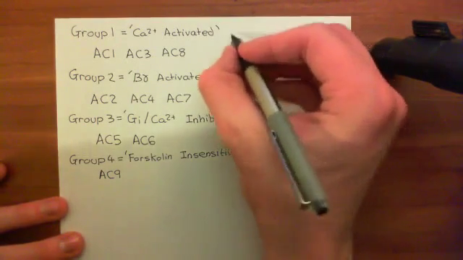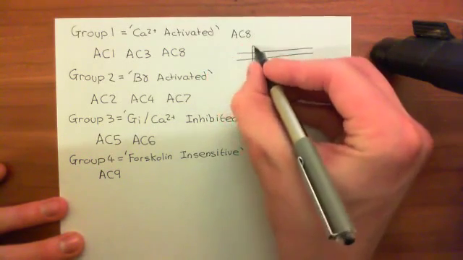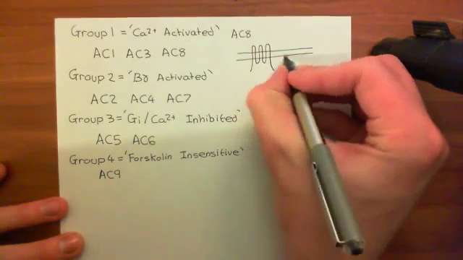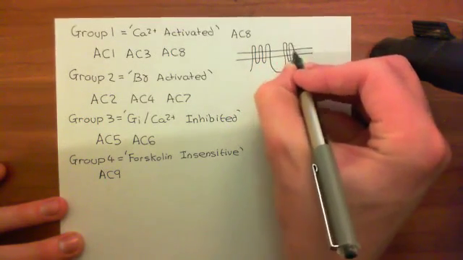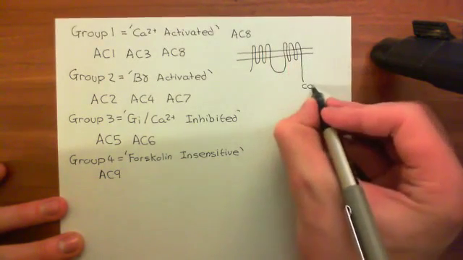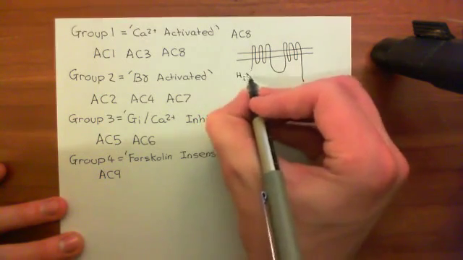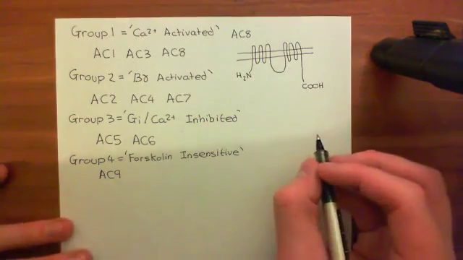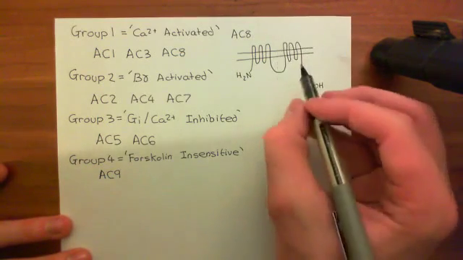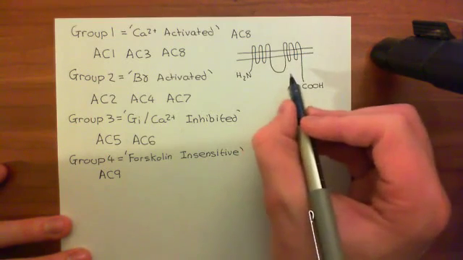So let's start off with adenylyl cyclase 8. Okay, so I'll draw adenylyl cyclase 8 here. So here is transmembrane domain 1, here is the C1 domain, here is transmembrane domain 2, here is the C-terminal tail, okay, and the carboxylic acid right at the end, and the amino terminus up here. Okay, so basically what happens is when calcium goes up, it's going to activate this adenylyl cyclase 8.